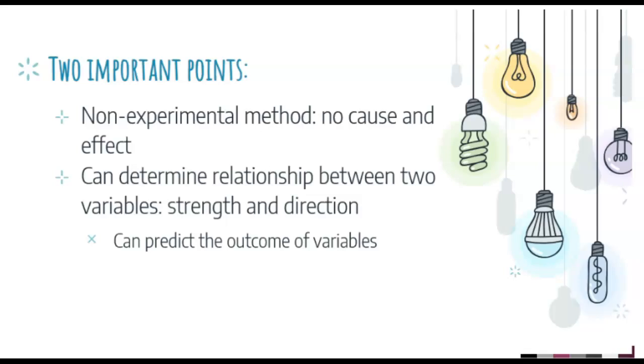Two quick final important points, which I've said before, but it's on the AP exam very frequently, so we've got to say it again. Correlations are a non-experimental method. We cannot determine cause and effect from a correlation. We can only do cause and effect with an experiment. We can look at their strength and their direction. We can try to predict the outcome of variables, but we cannot determine what causes those variables to increase or decrease.